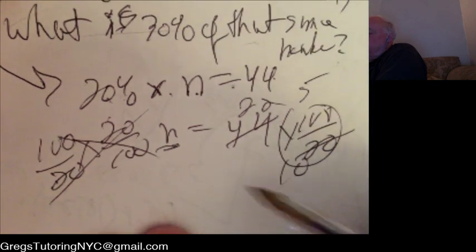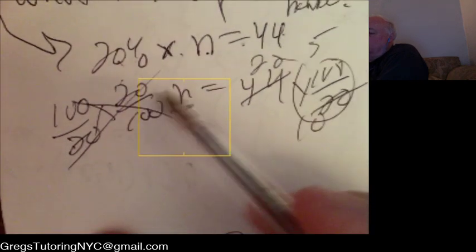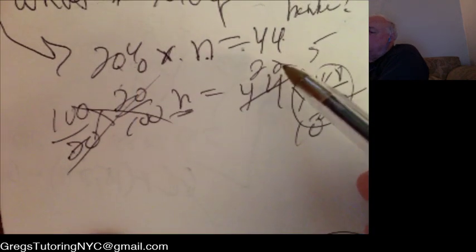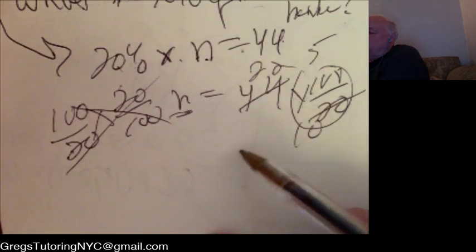In any event, I'm writing too sloppy here for my own sense. We have 20% of n. We're going to divide both sides by 20. We have 22, so n is equal to 22.